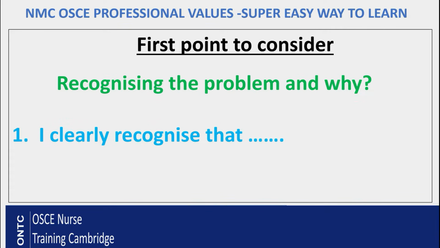When you are given a topic in this professional value station, the first thing to always think about is recognizing the problem, and why. In this scenario, what is the problem and why is it a problem? It could be dishonest behavior, witnessing racial abuse or other abuse, or a safeguarding issue. It could be falsifying observations, which again is dishonest behavior. It could be your colleague eating hospital food, which counts as theft. So what is the actual problem? You always start with the sentence, I clearly recognize that this is the problem, and then write that problem.